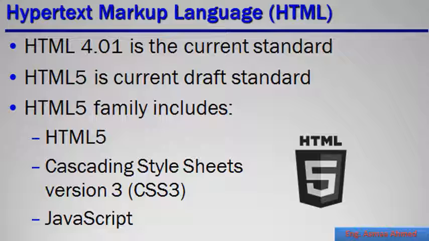HTML5 is also the name of a family of technologies that includes HTML, CSS, and JavaScript. CSS3 is the latest draft standard for CSS. You can work with the HTML5 family using many different tools from many different companies. Even a simple text editor like Notepad or Notepad++ will work, although an HTML editor is more convenient because it colors tags so you can easily distinguish tags from content.